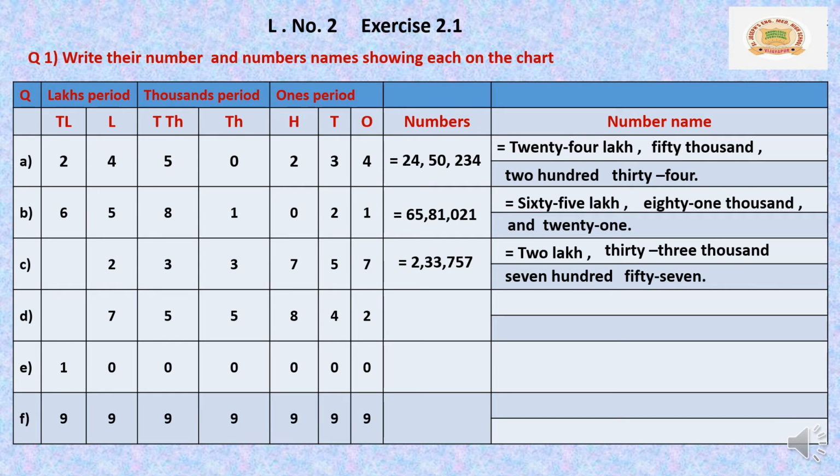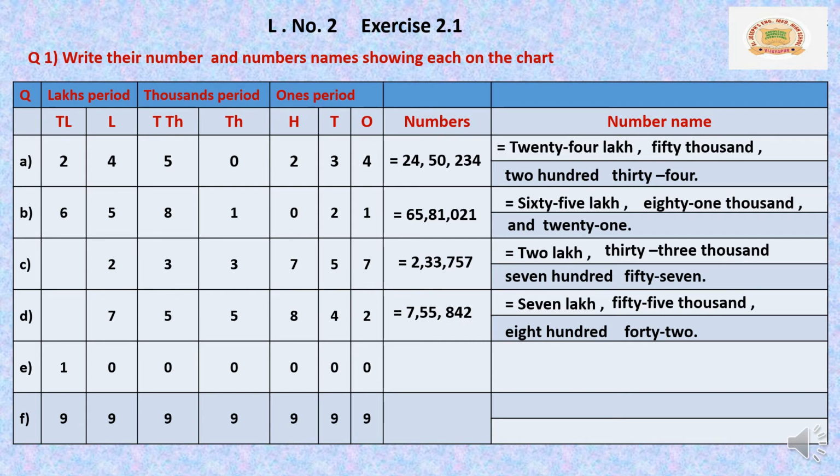2,33,757. Next, in the D question also we don't have 10 lakhs place number. We are having the lakhs place number, that becomes 7 lakh. And in 10,000 place we are having 5, thousands place also we are having 5. So this becomes 55,000. In hundreds place we are having 8, and this becomes 800. Tens place 4 becomes 40, and ones place it is unit number, that is 2. So answer becomes 7,55,842. Let us write in the words 7,55,842. Like this we have to write.